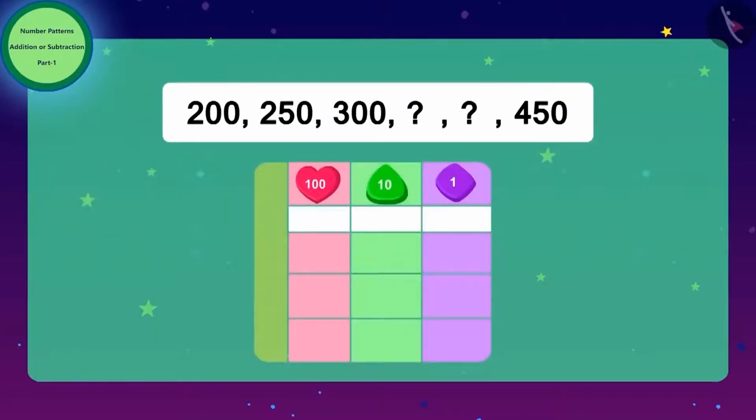To find the difference between the first 2 numbers, they should subtract 200 from 250. What remains when 200 is subtracted from 250? 50. Then they found the difference between 300 and 250.